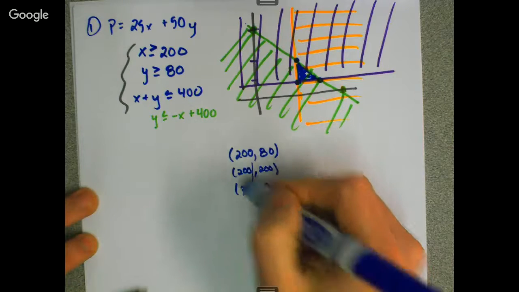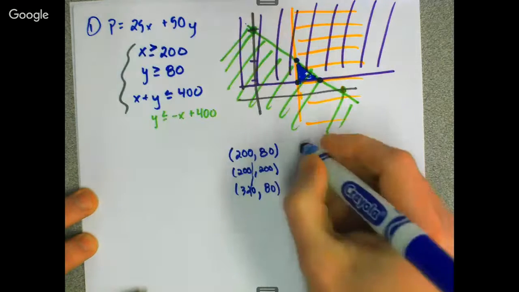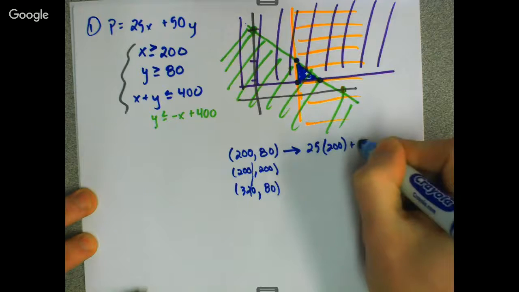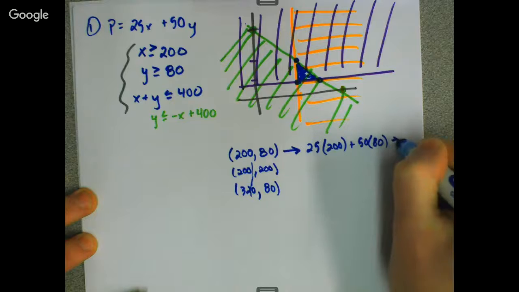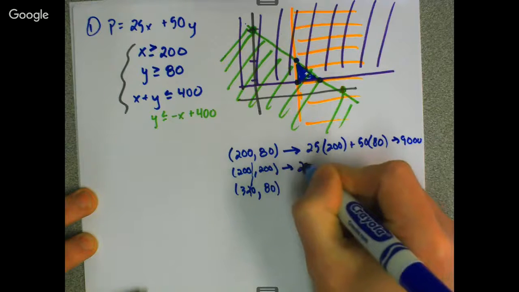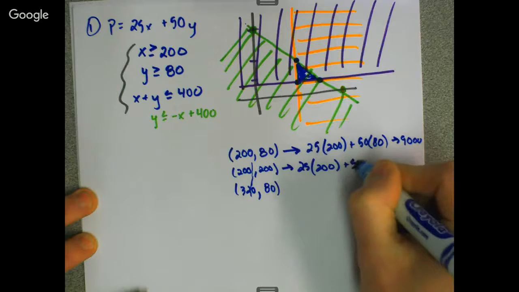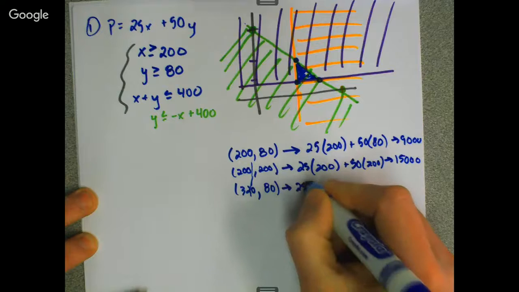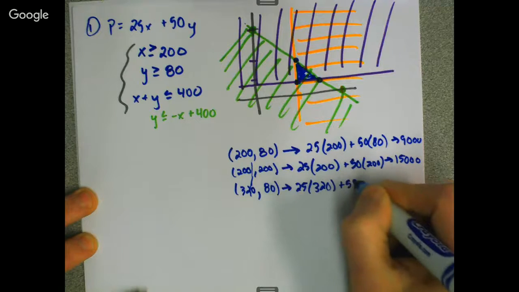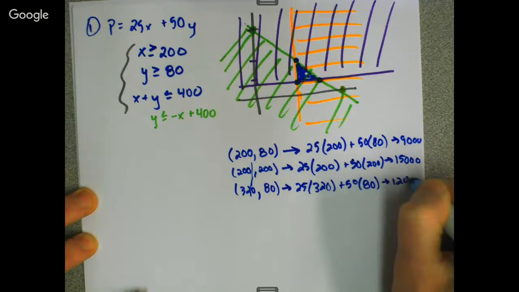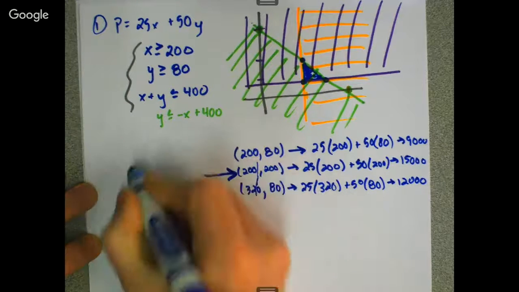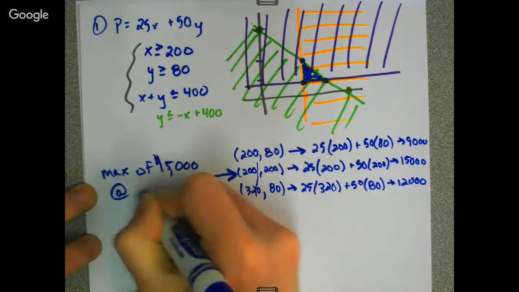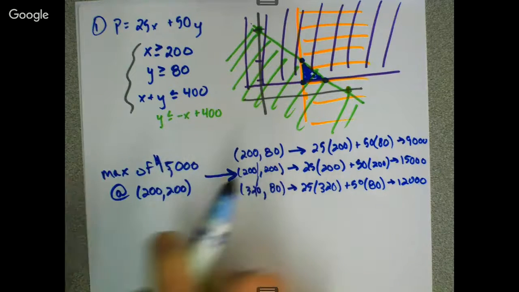Then we'll take these three ordered pairs and plug them back into our profit equation to see which one gives us the bigger number. I have 25 times 200 plus 50 times 80, which is 9,000. I have 25 times 200 plus 50 times 200, which is 15,000. And then I have 25 times 320 plus 50 times 80, which is 12,000. So right here is where I get my max profit. We'll say max of $15,000 at (200, 200). Okay, so this is what we want our answer to be.